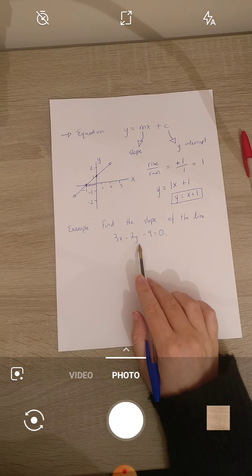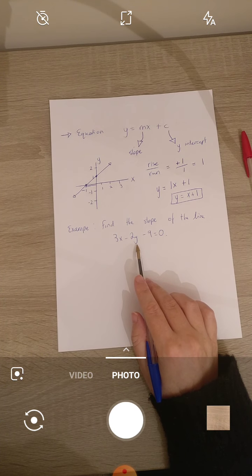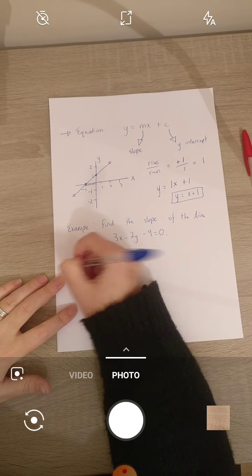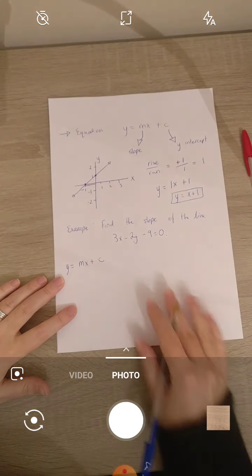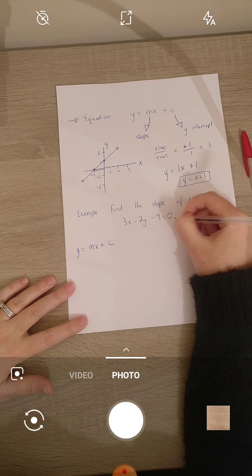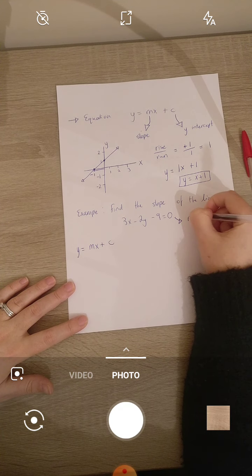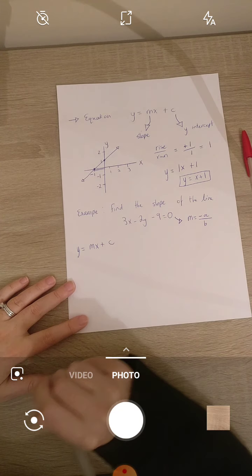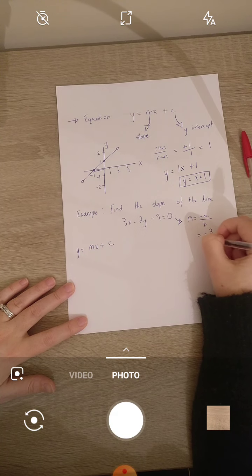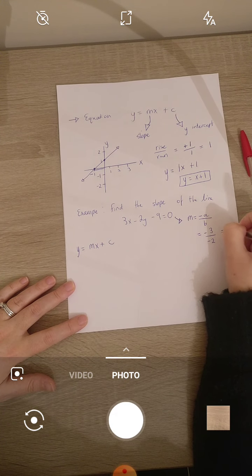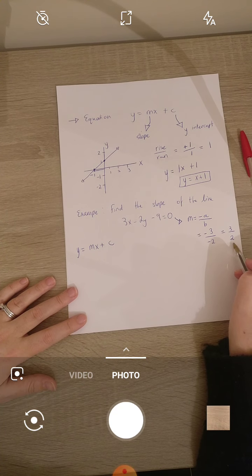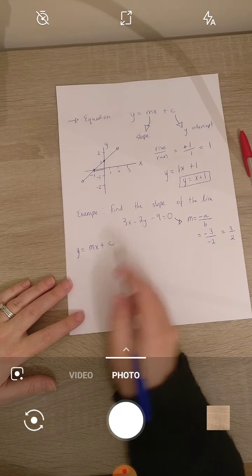Now here we have: find the slope of the line 3x minus 2y minus 9 equals 0. So we're going to rewrite this in the form y equals mx plus c. Remember, I had previously told you that finding the slope when you're given the equation is just finding minus a over b. So it's minus 3 over b, which is minus 2. So the slope should end up as 3 over 2. Dividing by a minus gives a positive. So let's do it this way and see what we get.